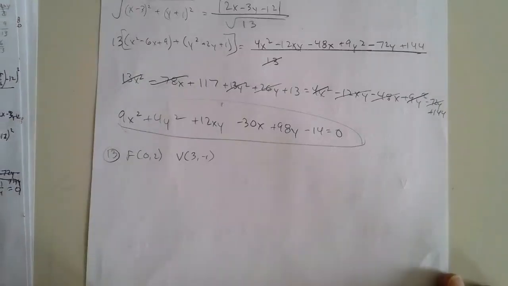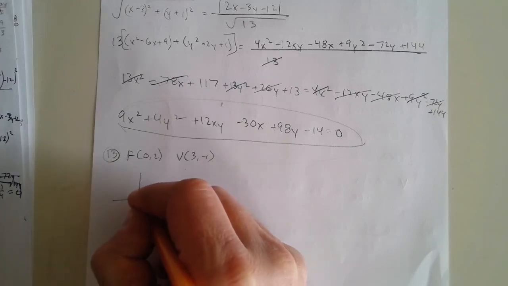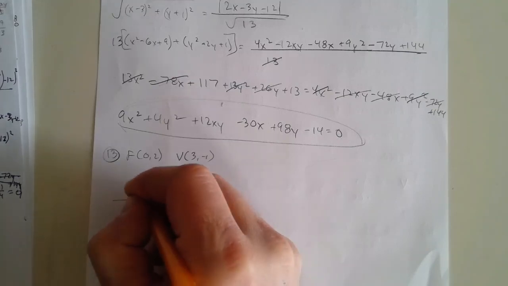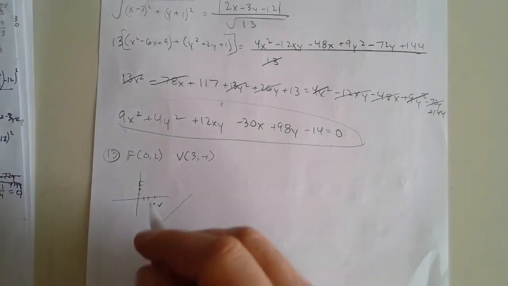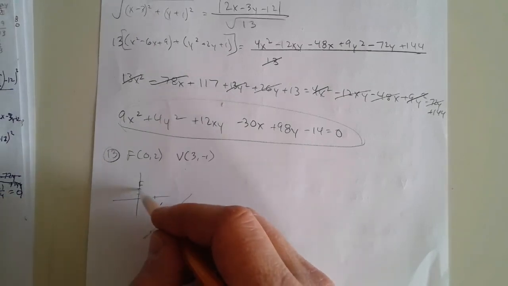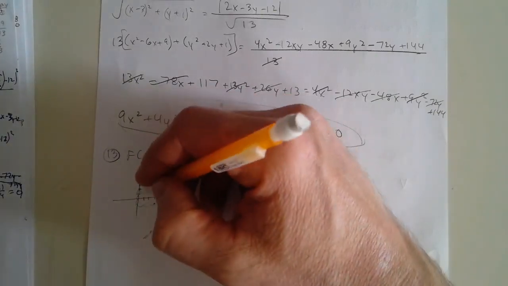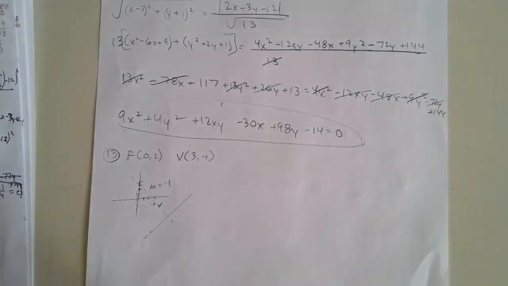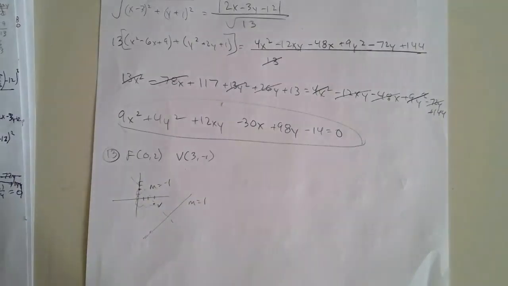So let's see. If I think about the graph of this, here's my focus at (0, 2), and here's (3, -1). My directrix is going to be over here somewhere. Now, I have a lot more information than I realize. This goes down 1, 2, 3, and across 1, 2, 3. That tells me the slope of this axis of symmetry is going to be -1, which tells me the slope of the directrix is going to be 1. So that's convenient.